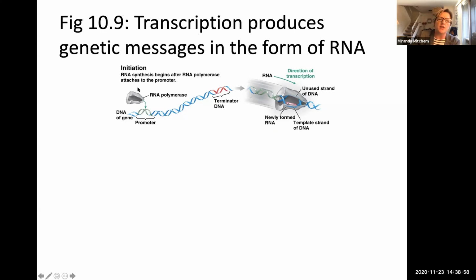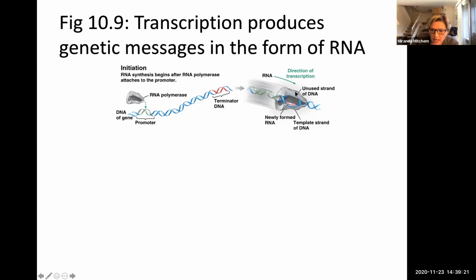So RNA polymerase comes in and binds to a certain region in the DNA called the promoter. That's what the promoter does: it's the site where RNA polymerase binds. And then RNA polymerase will move down the DNA until it hits what's called a terminator, and then the process stops. RNA polymerase falls off.